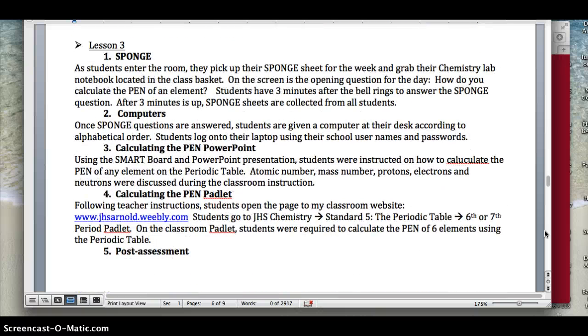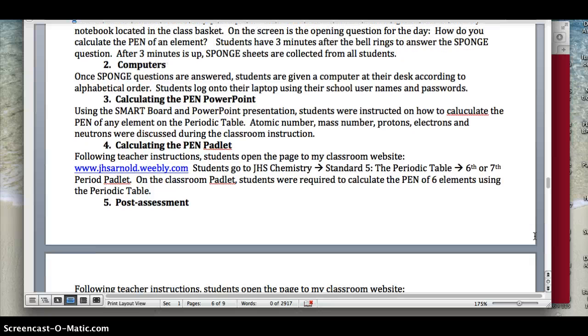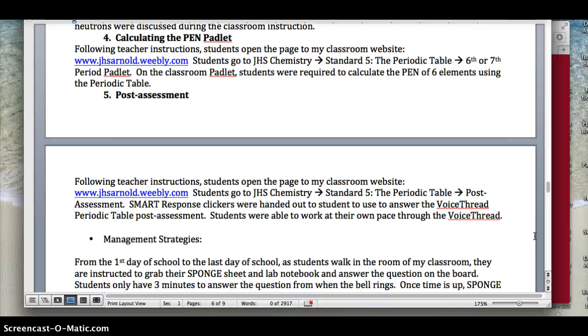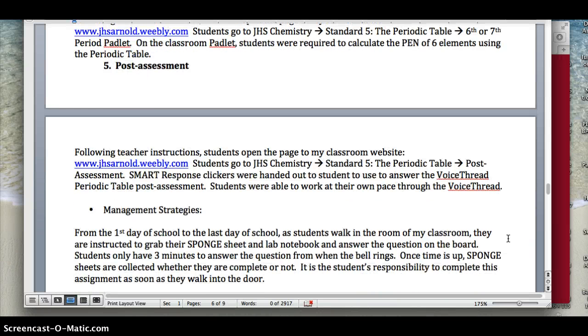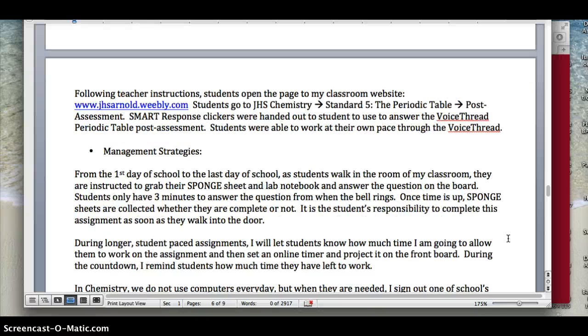And then lesson 3, again, the sponge, and computers were divvied out. They had to calculate the pH of an element, so I showed that information with a PowerPoint. And then they had to do some on their own, and instead of doing it on a worksheet, they were able to go to my website and use a Padlet to put their information on there. And finally, a post-assessment was given using that VoiceThread and the Smart Response clickers. So again, no pen or paper was used. They merely had to use the clicker to enter their answer.